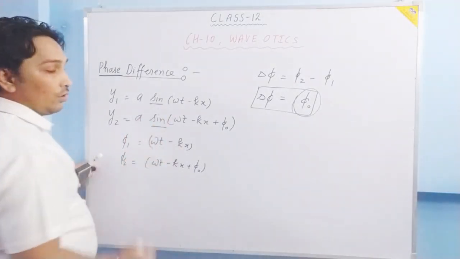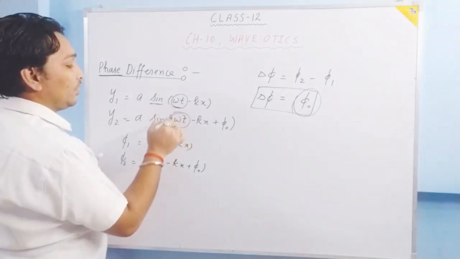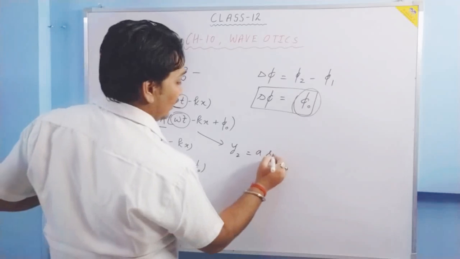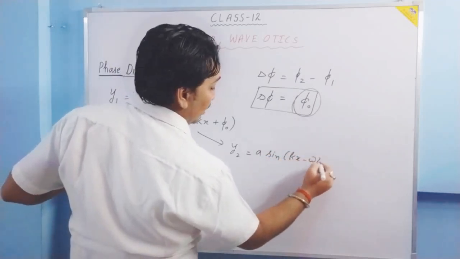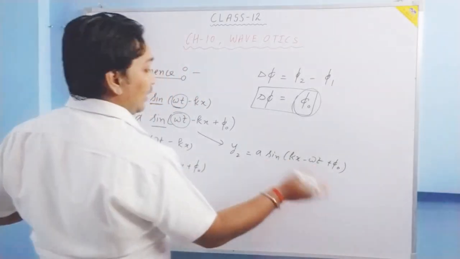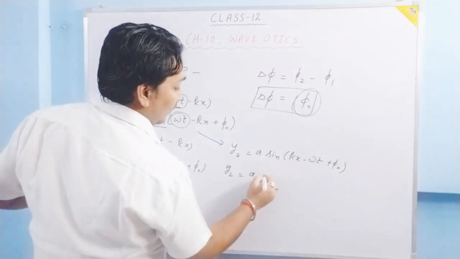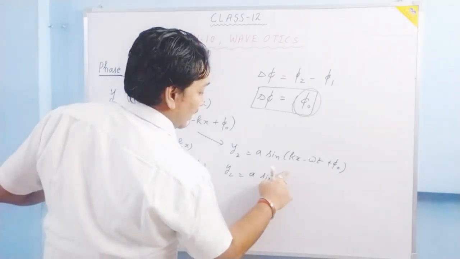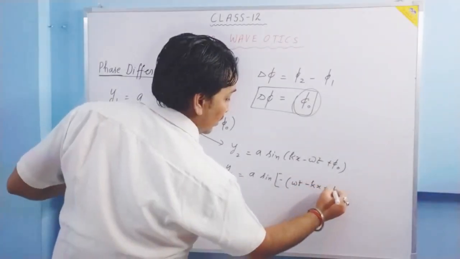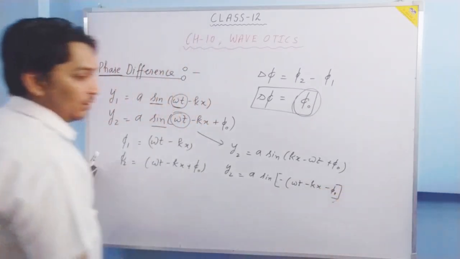If this is sine, the other should also be sine, and the sign of omega t should also be the same. Here it is positive, here it should also be positive. Suppose the second wave had been given like y2 is equal to A sine (kx minus omega t plus phi naught). First of all, we need to convert this kx minus omega t into omega t minus kx. How will we be able to? We can write this same thing as y is equal to A sine with a minus sign, (omega t minus kx minus phi naught).